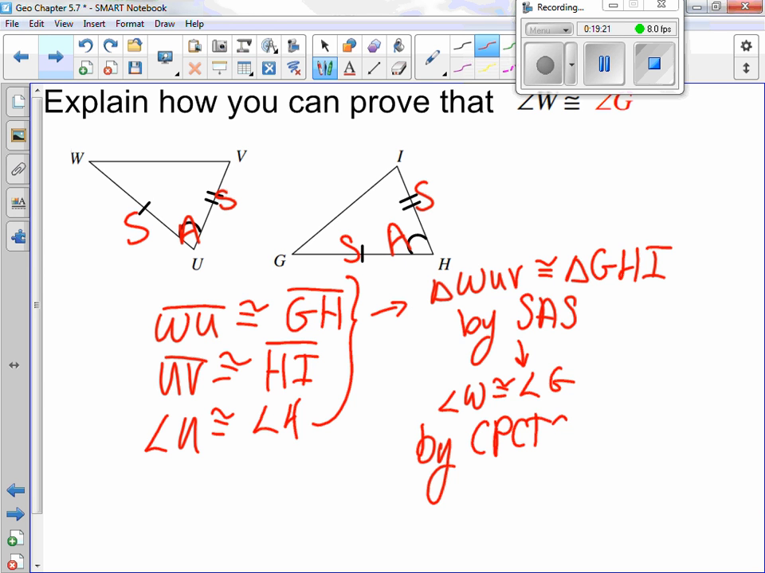CPCTC. Where did you get that bottom part from, on the other side? H. There's just a poorly written H.